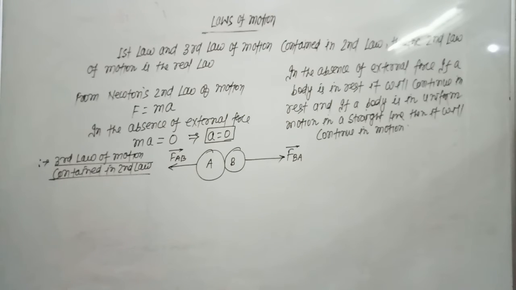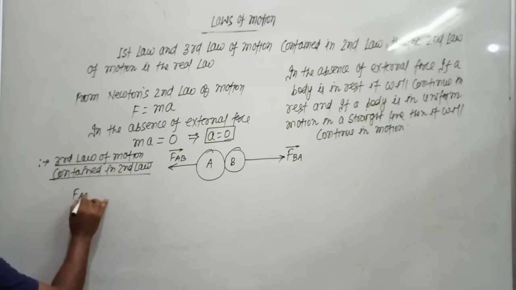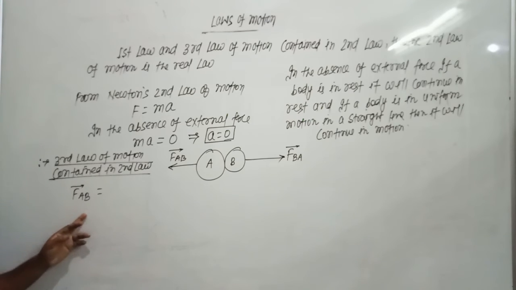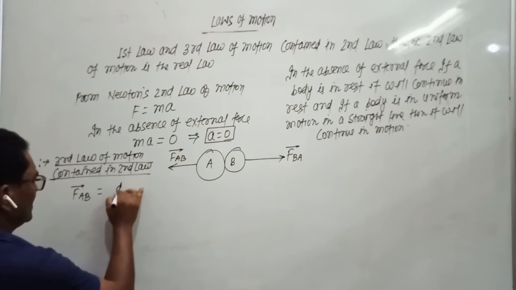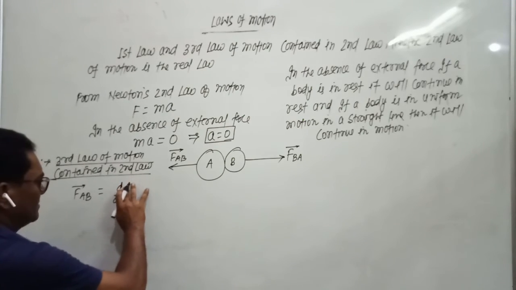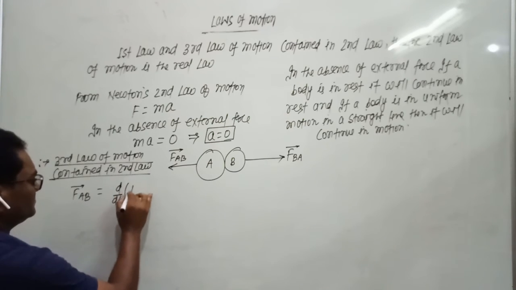And from the second law of motion, we know that F AB, the force acting on A due to B, is equal to the rate of change of linear momentum. Rate of change means d by dt, and linear momentum means P A.